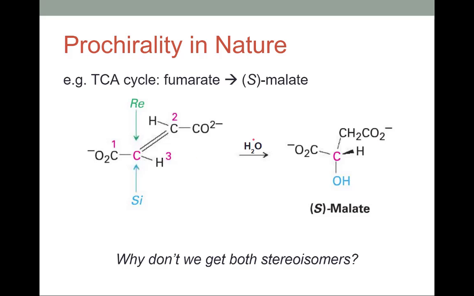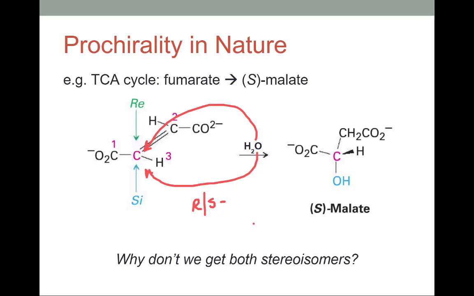And so there's sort of an equal likelihood that the water in a test tube would be able to attack either face. And so if I did this in the lab, I'm going to get a racemic mixture of malate. I'm going to get both. In the body, we don't. We only get the S form. Well, why? That's because this isn't being done by naked molecules floating around in a test tube.